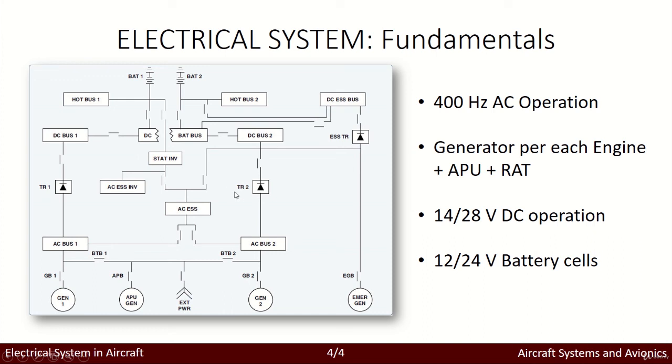So aircraft typically have 14 to 28 volt DC systems, providing the charging voltage for the batteries: 12 and 24 volt wet cells or sealed lead acid batteries. Okay, this may depend on the type of aircraft.